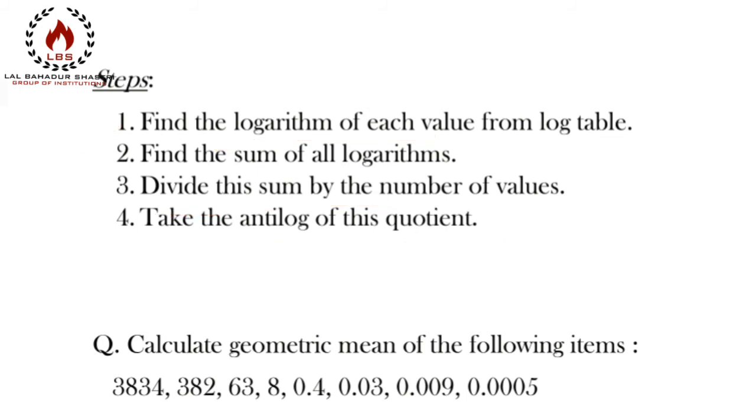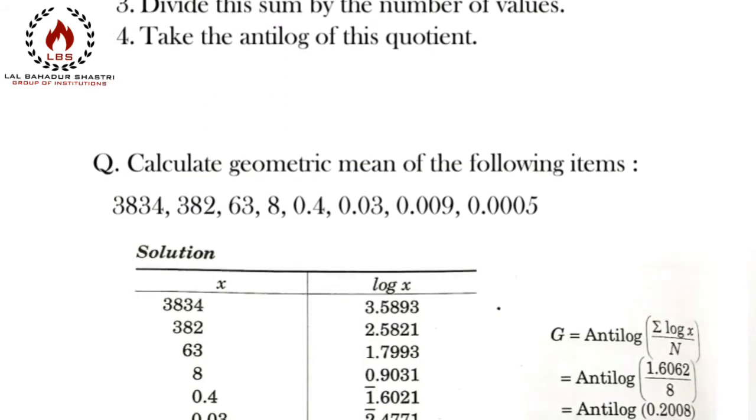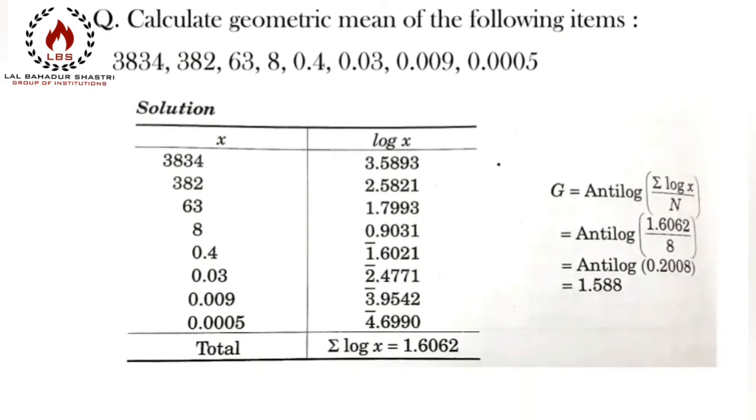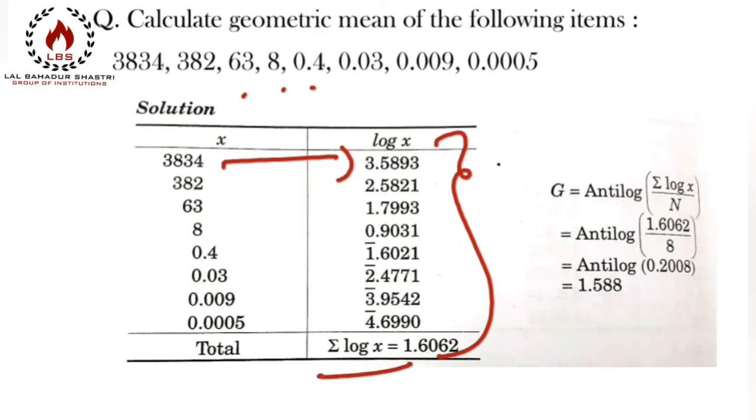Now suppose we have a question like this. Calculate geometric mean from the following data: 3834, 382, 63, 8, 0.4. So the log value of 3834 is 3.5893. The log value of 382 is 2.5821. So here you have to find the log values of each of the observations, and then you have to add these values. It will be called sigma log x.